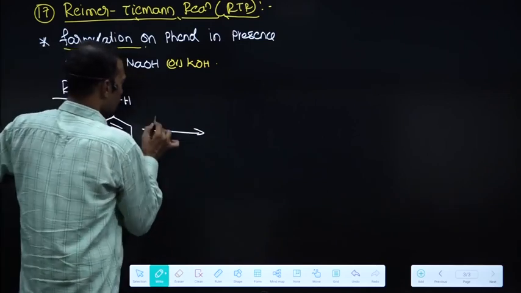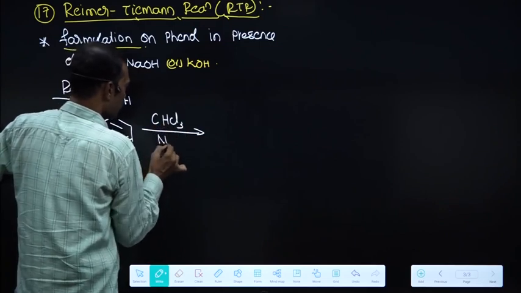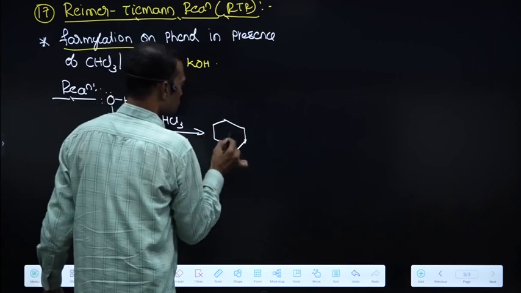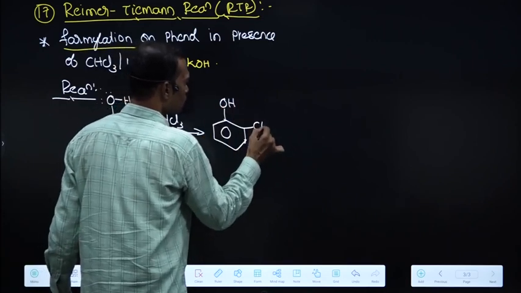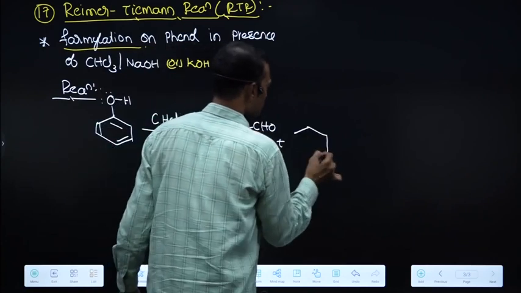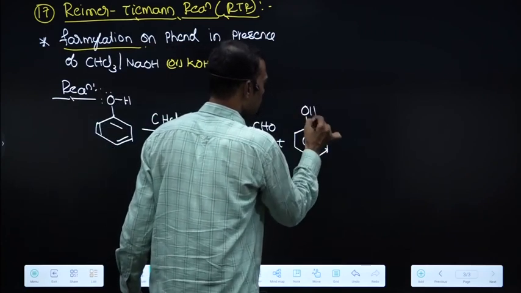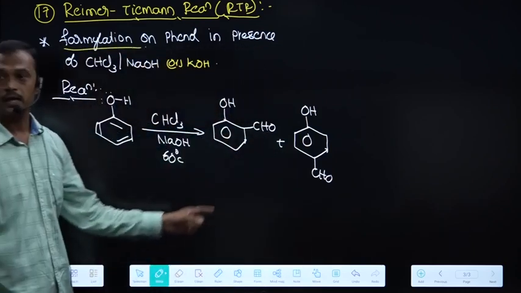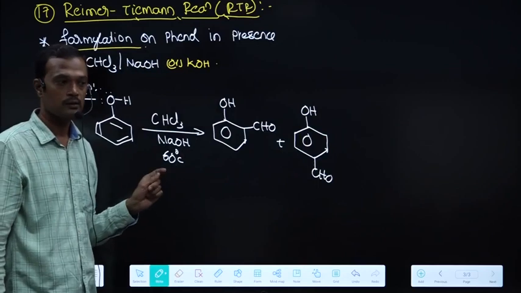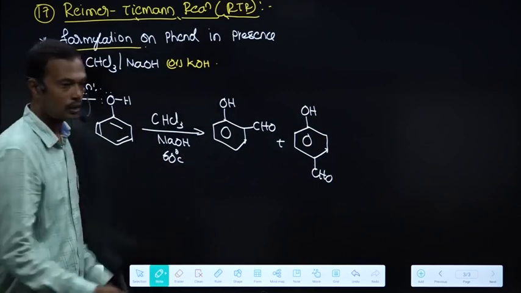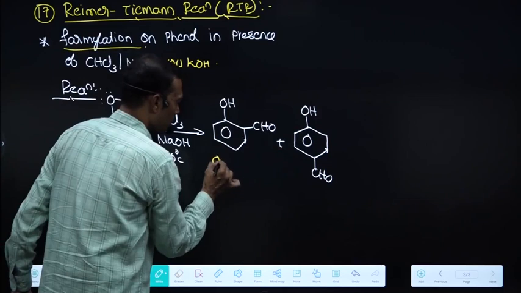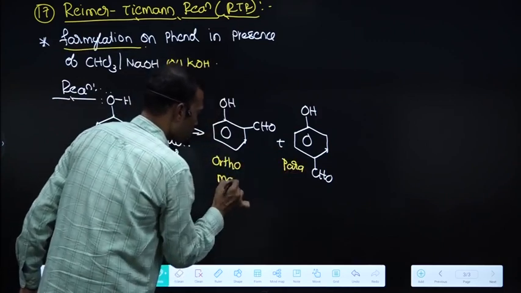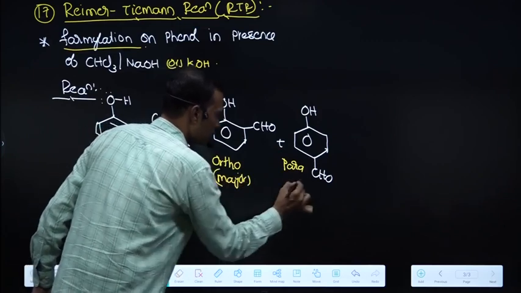Now if I use chloroform in presence of sodium hydroxide, maintaining 60 degrees centigrade, you will expect a mixture of two products: ortho and para-formyl phenol. What is the name of this molecule? If I write acid here, salicylic acid. If I write aldehyde, salicylaldehyde. Now ortho and para both are possible. This is ortho and this is para. Remember, ortho is major. In these reactions, ortho is major, para is minor.